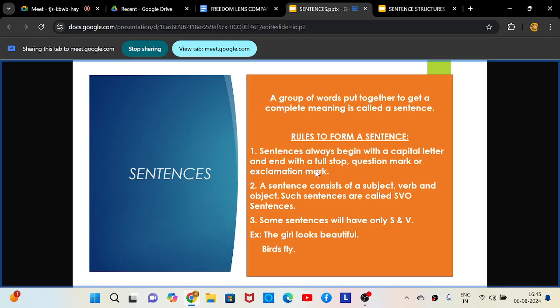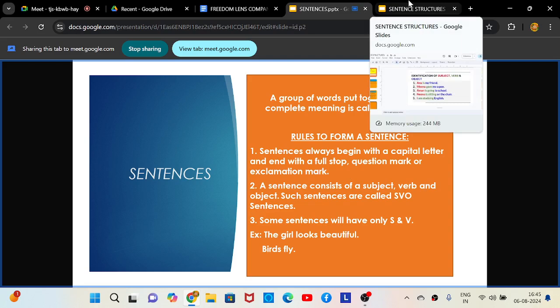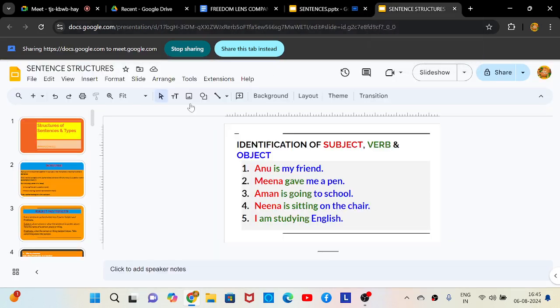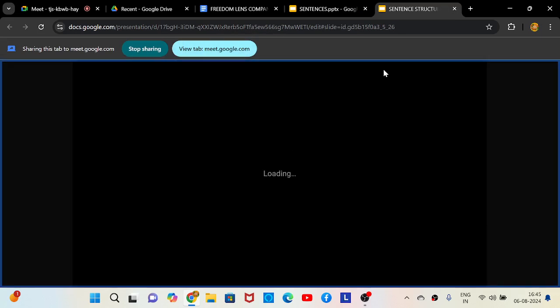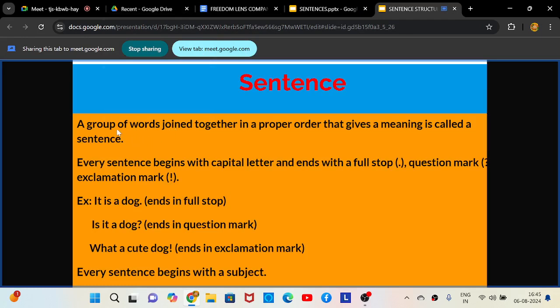If it is a statement, then it will end in a full stop. If it is a question, it will end in a question mark. And if it is an exclamation, it will end in an exclamation mark. I will show you another example for the difference between a statement, a question and an exclamation. A group of words joined together in a proper order that gives a meaning is called a sentence. Every sentence begins with a capital letter and ends with a full stop, question mark or exclamation mark.